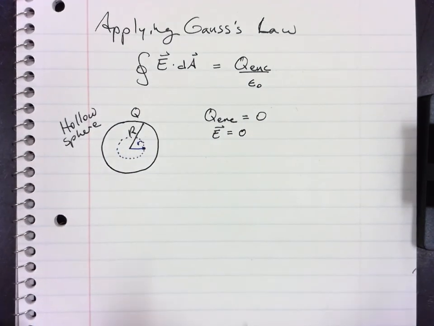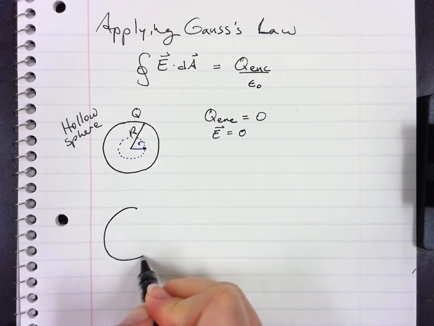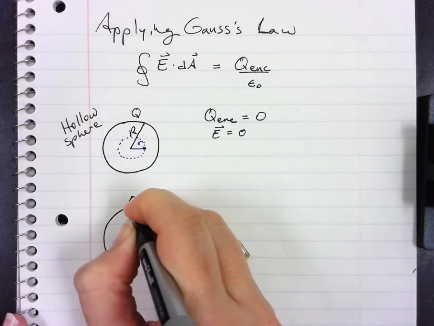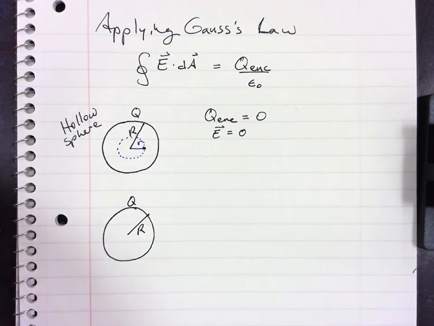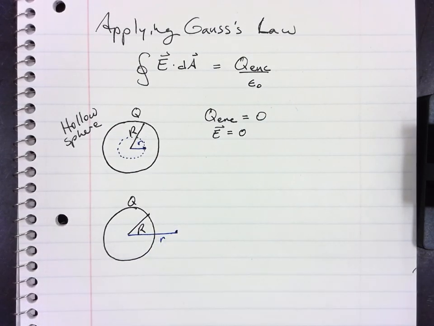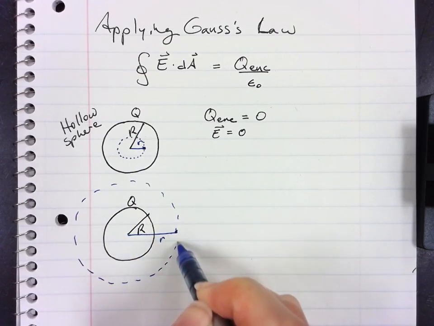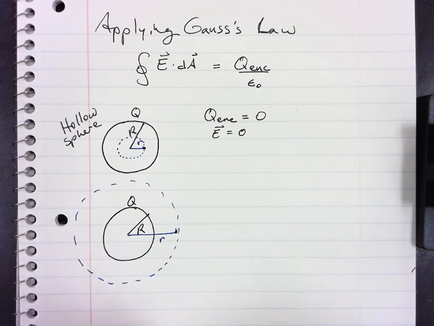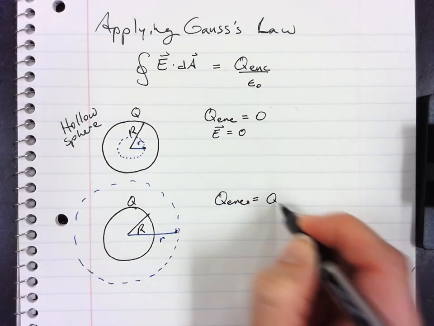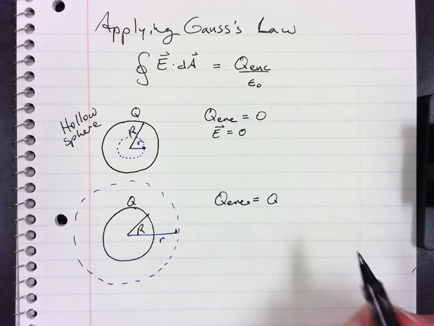If we go outside the solid hollow sphere, so I'm going to redraw it, same big R, same Q. But now I'm going to go out to this location, so at this distance from the center. So now when I draw my sphere, my charge enclosed equals Q. So now I can actually perform this integral.